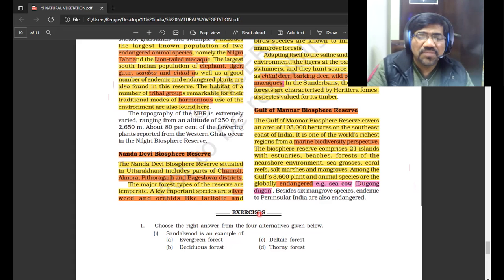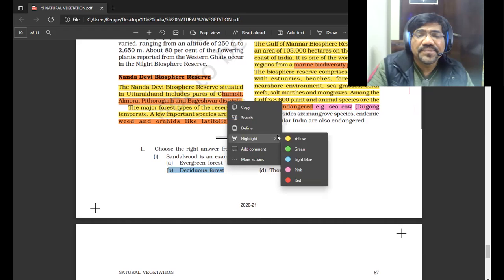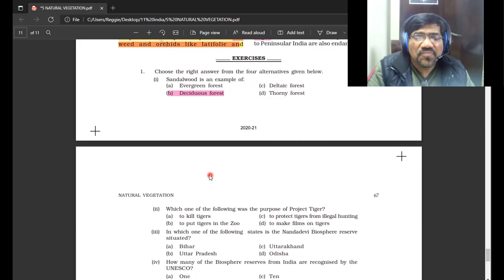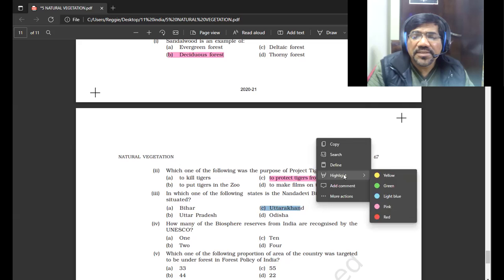And thank you, children, for your patience. If you see, sandalwood is found in the deciduous forest. You can mark that. And further, what is the purpose of Project Tiger? It is to protect tigers from illegal hunting. You can highlight that. And in which state is Nanda Devi? It is in Uttarakhand. You can mark that.